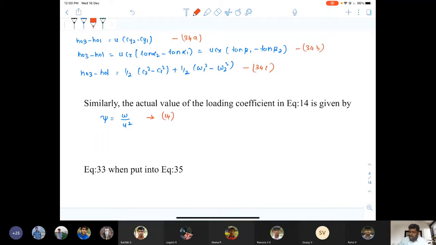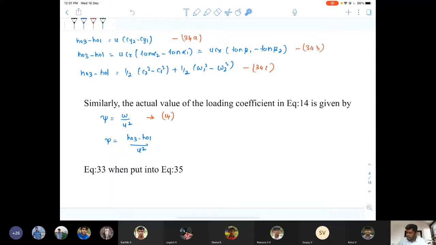Now, if you apply the value of W in equation number 14, you will be getting psi is equal to H03 minus H01 divided by U square. That is, we have represented the value of W as H03 minus H01, and we have substituted in this equation number 14, and you have attained this equation.